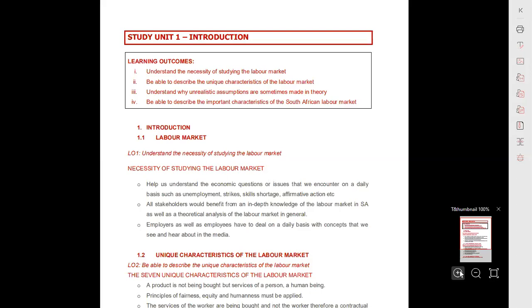So at first we want to introduce the module itself. This is ECS2604, Labor Economics. So why is it labor economics? Because we are mostly emphasizing the labor market. We are going to place much emphasis on the labor market.